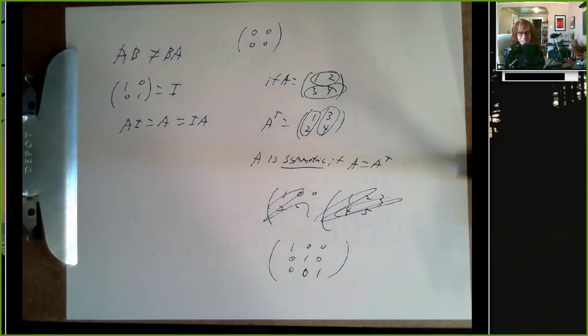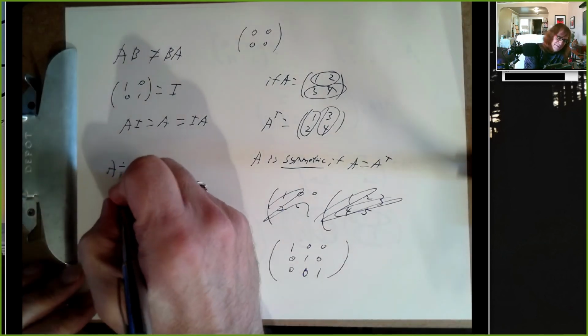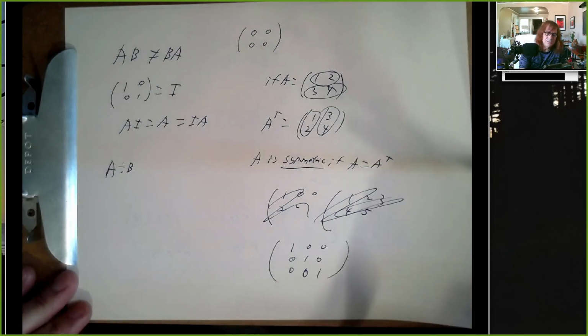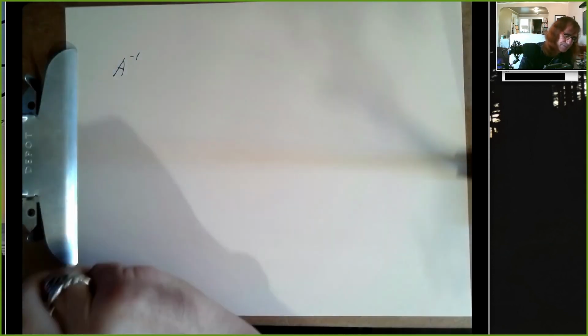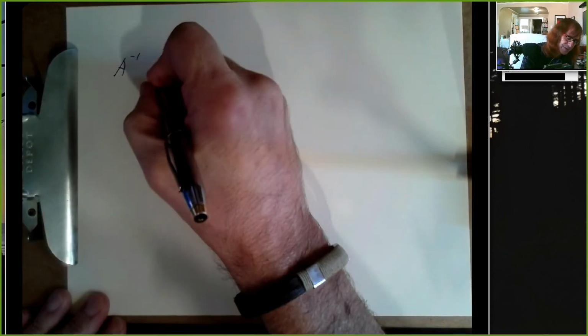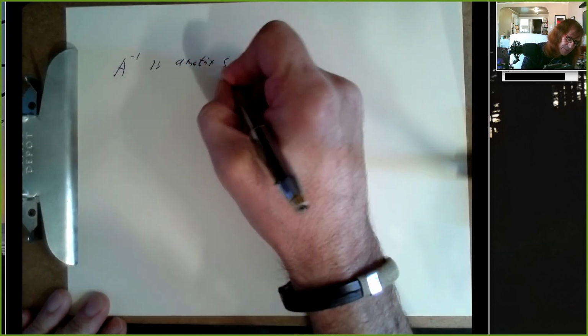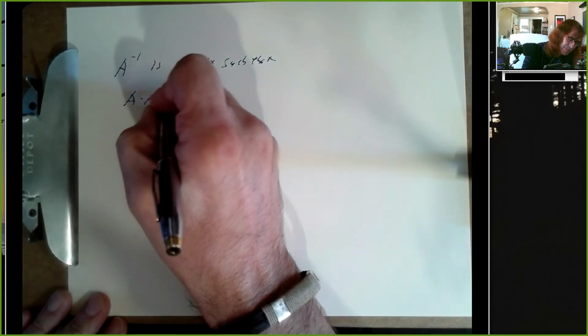Alright, the last thing to know about matrices is we cannot in general divide matrices. There's no well-defined meaning to A divided by B. But there's something almost as good. In some cases, we can define an inverse. So A inverse is a matrix such that if you multiply it by A, you get the identity.